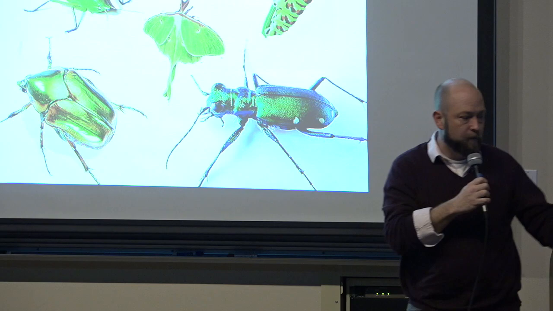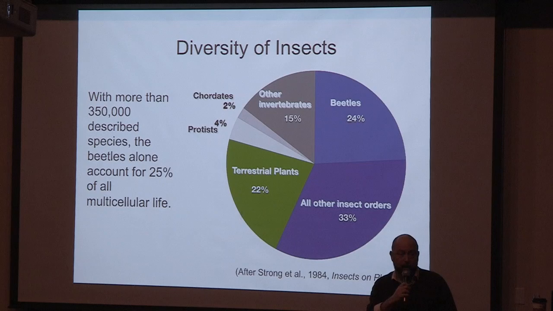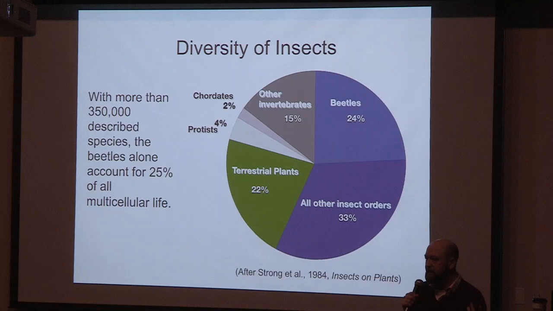Thinking about multicellular organisms, so I'm ignoring all of bacteria right now because I have this bias towards big things that I can see, multicellular organisms are what we would call eukaryotes. The insects account for more than half of all species. And the beetles alone, so beetles are a kind of insect, with 350,000 species, account for about a quarter of all living things.